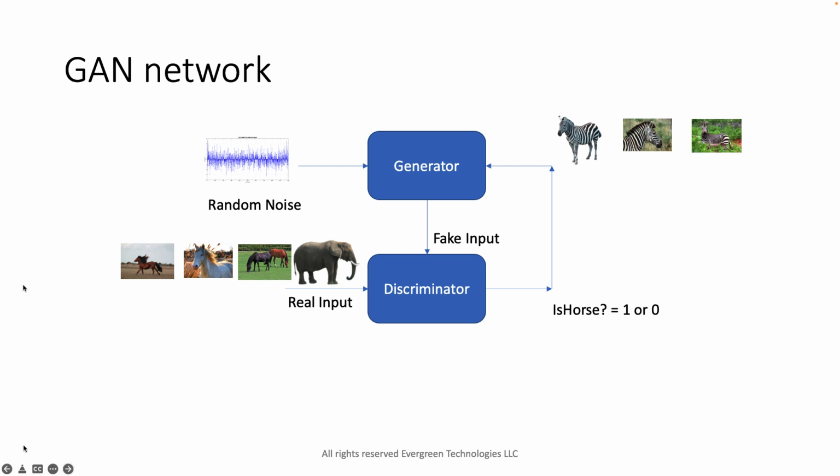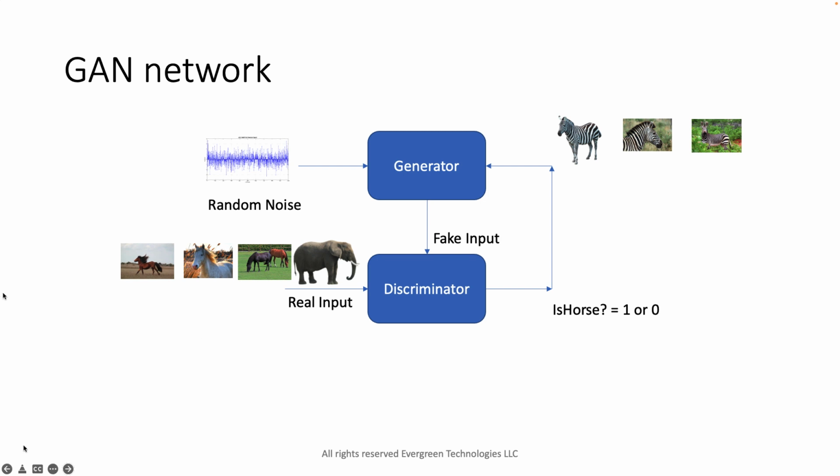Okay, so we feed the discriminator a set of known images along with the labels. For example, here the first three images are images of a horse, right? So we will label the first as is horse equal to 1. The second one is also an image of a horse, so is horse equal to 1. The third one is also an image of a horse, so horse equal to 1. But the fourth one is not an image of a horse. It's the image of an elephant, so we will say is horse equal to 0.